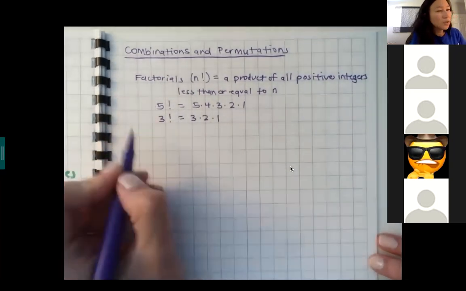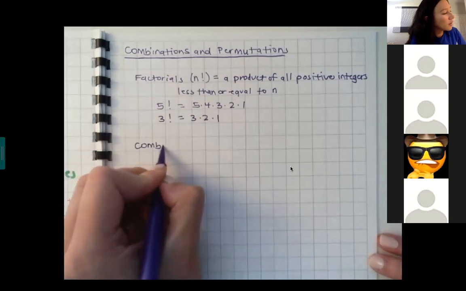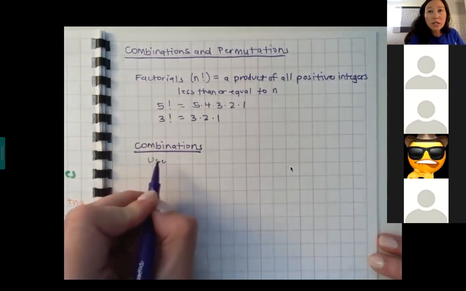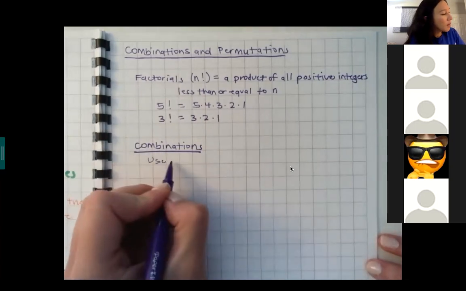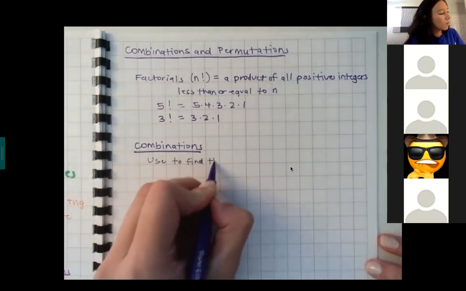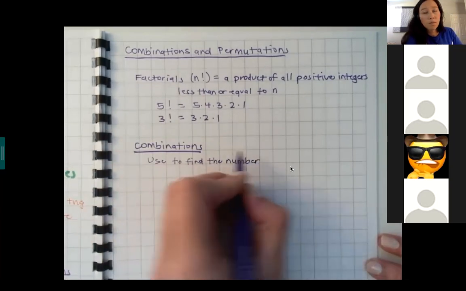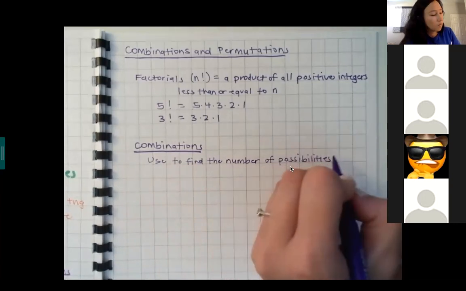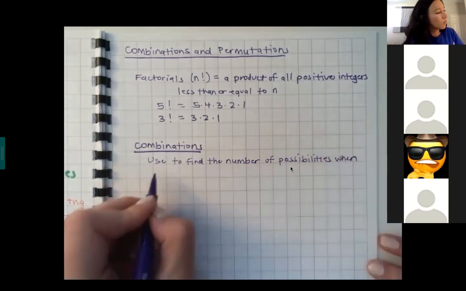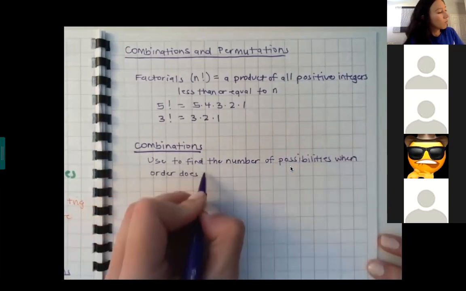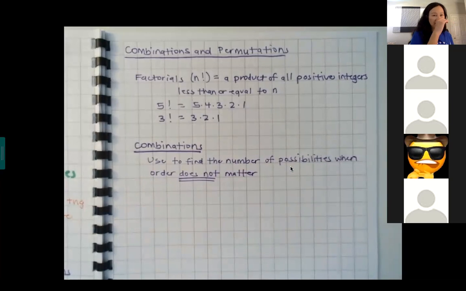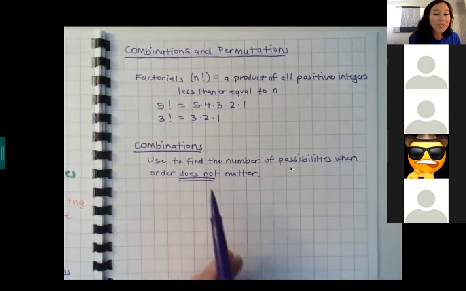Okay, so we're going to be using these factorials to calculate combinations. And so we use combinations to find the number of possibilities when order does not matter. Okay, so that's the big difference. So if you watched the videos already, combinations is when order does not matter.